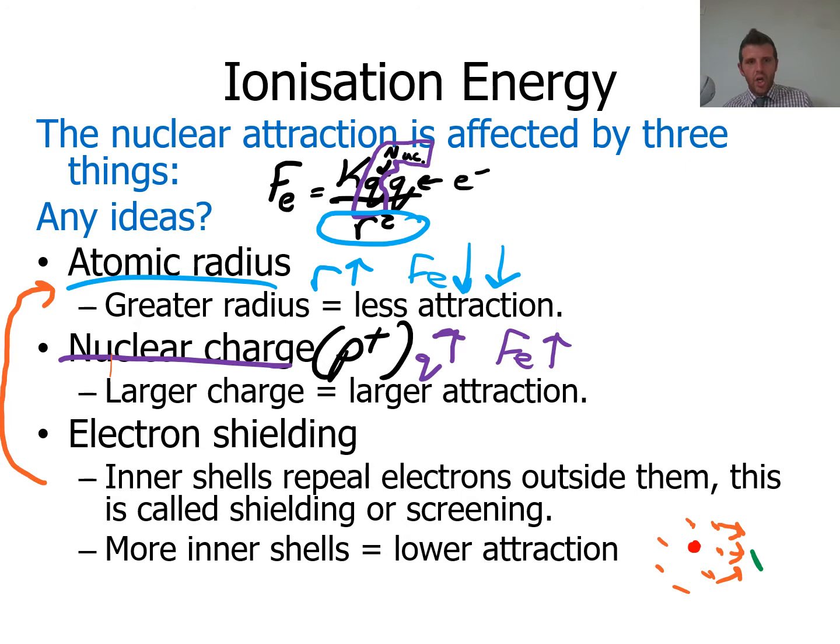So electron shielding is really just a way of describing atomic radius indirectly. Once again, this is all chapter 3 stuff. But it is going to be necessary for you to know this, and the more you hear it, the easier it's going to get.